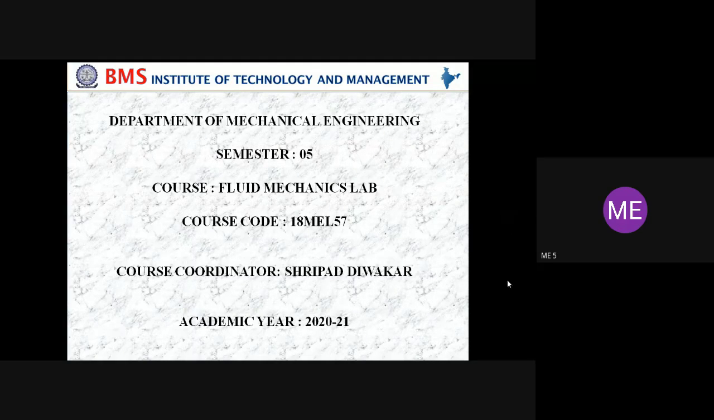In case of impulse turbine, only kinetic energy of water is available at inlet. Example is your Pelton wheel or Pelton turbine. Second one is reaction turbine. In case of reaction turbine, both kinetic energy and potential energy are available at inlet to the turbine.